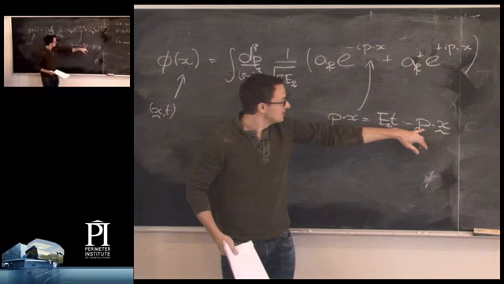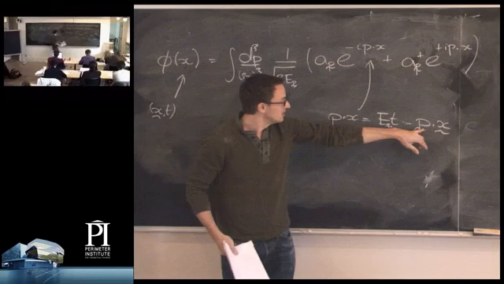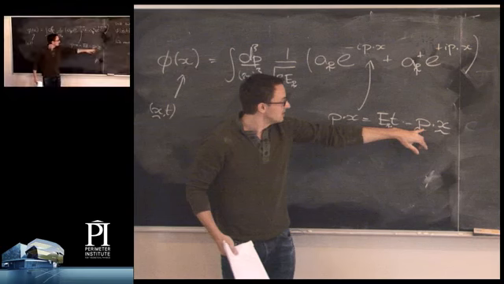Okay, so the e times t is the new thing that's come from here. That's when the e is not independent. It's fixed in terms of p. It's the square root of p squared plus m squared. Okay? And this minus sign then cancels that minus sign and gives us back the original part from the Schrodinger picture.